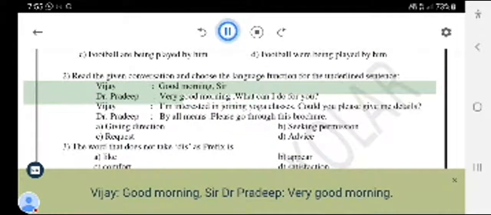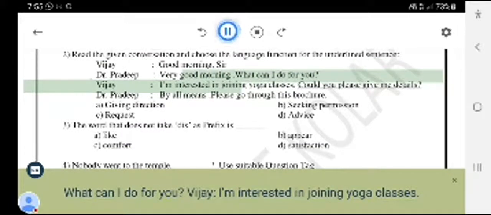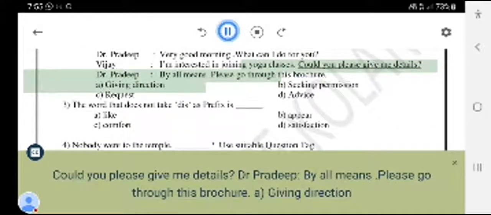VJ. Good morning, Sir Dr. Pradeep. Very good morning. What can I do for you? VJ. I'm interested in joining yoga classes. Could you please give me details? Dr. Pradeep. By all means. Please go through this brochure.